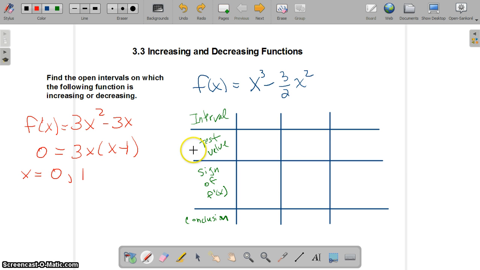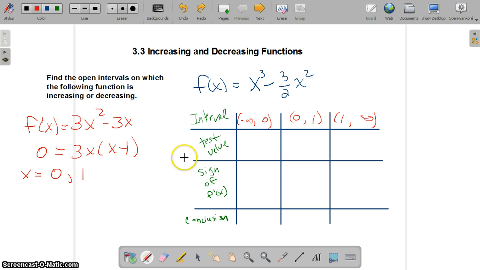Then we're going to set up our intervals with our critical numbers. So we're going to have an interval before, in between, and after our critical numbers. So here's an interval between negative infinity and 0. That's our first interval. And then we'll have an interval between 0 and 1, right in between our critical numbers. And then we'll have an interval from 1 to infinity.